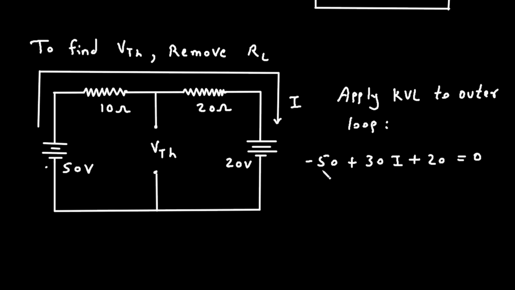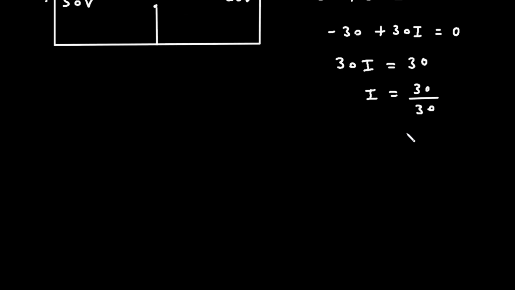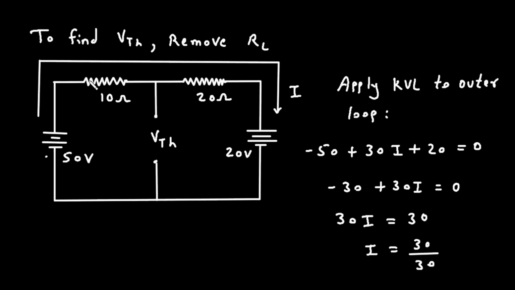Now we can easily find the value of current I. As we can see, this minus 50 and plus 20, so this will be minus 30 plus 30I is equal to 0. So 30I is equal to 30. Therefore I is equal to 30 divided by 30, which is equal to 1 ampere. Now we got the value of I. So here in this loop, let's say this is loop number 1 with current I1.